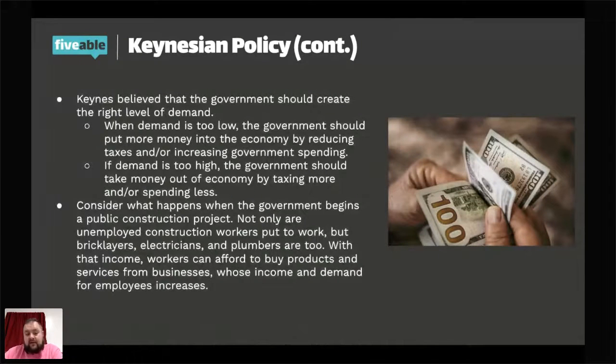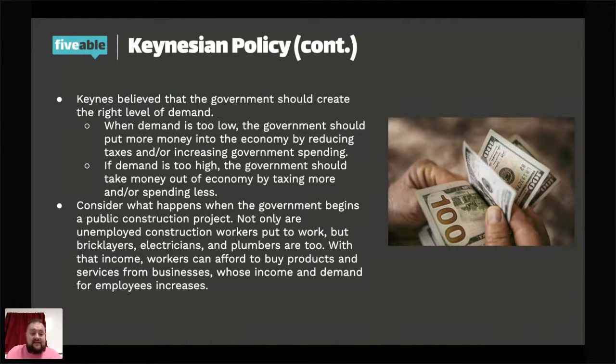So what does that mean? When demand is low, the government should put more money into the economy by reducing taxes and/or increasing government spending. Okay, and the latter is the one that typically liberals follow when it comes to Keynesian policy, increasing government spending. If demand is too high, the government should take money out of the economy by taxing more and spending less, okay? So what does that mean?